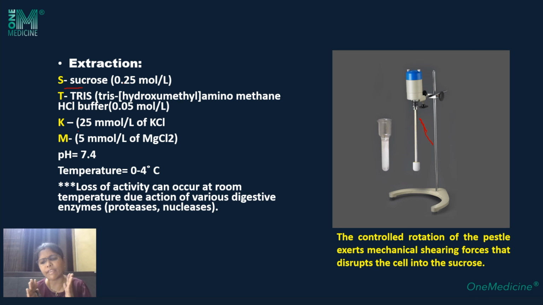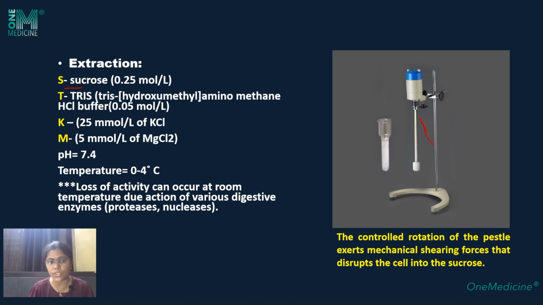The optimum pH is 7.4, and the temperature utilized for this is 0 to 4 degrees centigrade. We have to maintain this temperature. Why? Because we know that various enzymes are temperature dependent. Enzyme activity is temperature dependent. When we discuss enzymology, we will see how each degree rise of temperature affects its activity. So loss of activity of some of the marker enzymes can occur at room temperature. That's why this temperature is ideal for extraction of the tissue or cell.